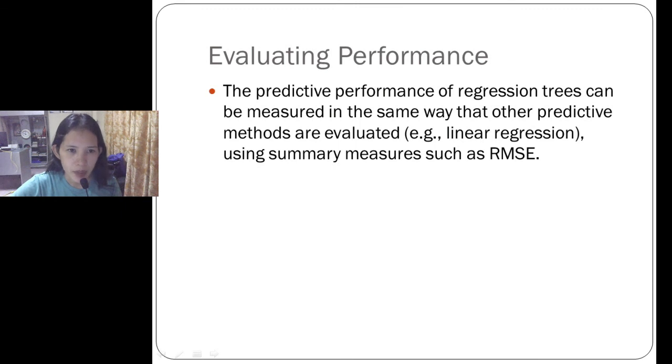Evaluating performance. Predictions are obtained by averaging the outcome values in the nodes. We therefore have the usual definition of predictions and errors. The predictive performance of regression trees can be measured in the same way that other predictive methods are evaluated. For example, in linear regression, that's the use of summary measures such as RMSE.